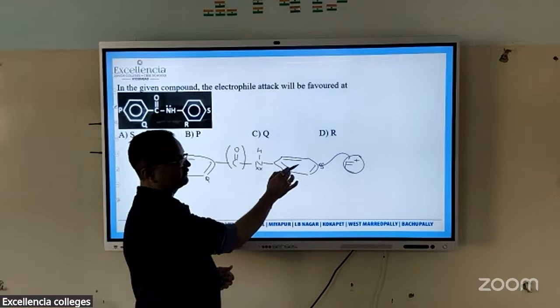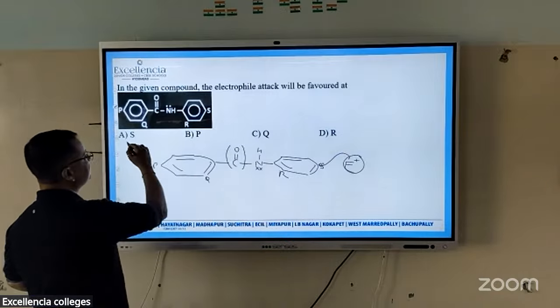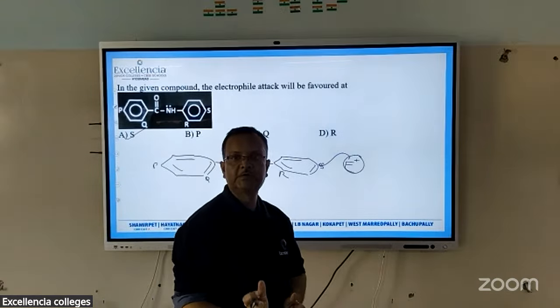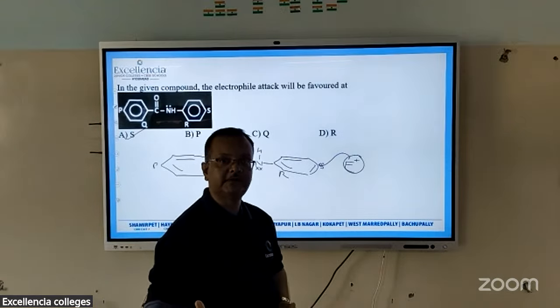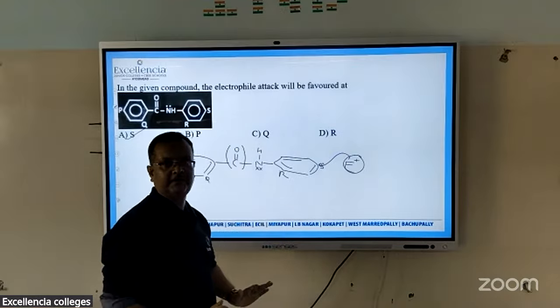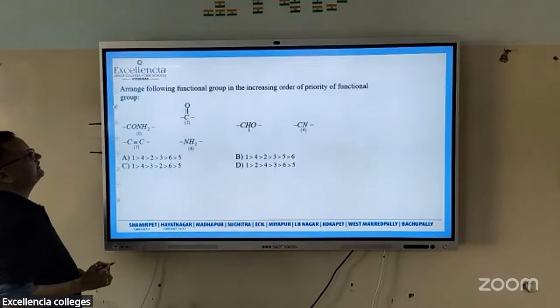So usually the electrophile will attack at this side. It should attack at the S side. So the answer is A for this question. Correct? Answer A. So it was a very good conceptual question, but again it was an easy question. We can apply the concept and get the answer. It was an easy question in fact. Yeah, please have a look. Next, let us see the next question.